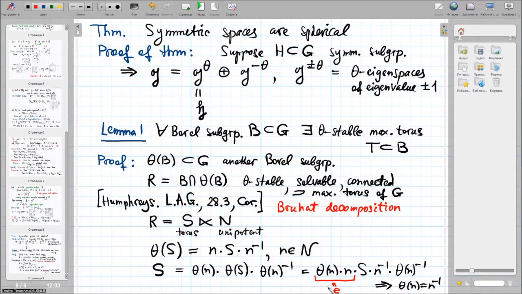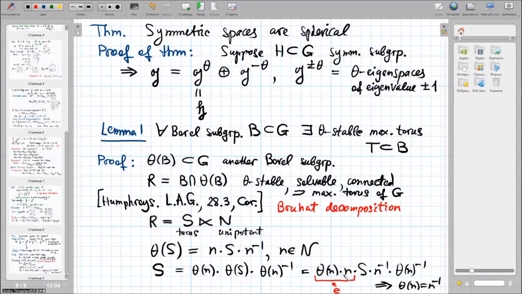Does the semi-direct product decomposition apply to any Lie group? You mean, do you have a semi-direct product decomposition of a torus and something for arbitrary Lie groups? No, this is for solvable algebraic groups. Solvability is important here. Solvable connected algebraic groups.